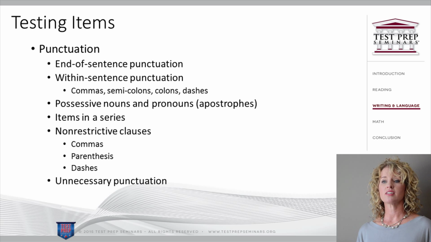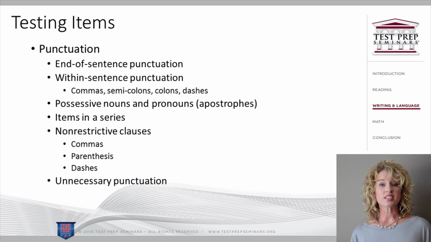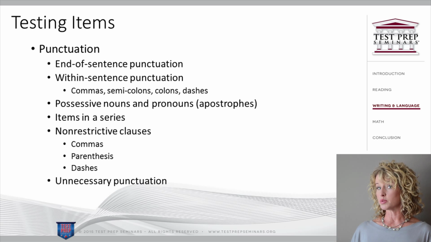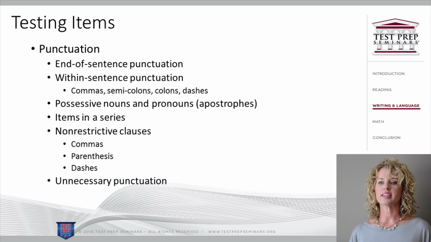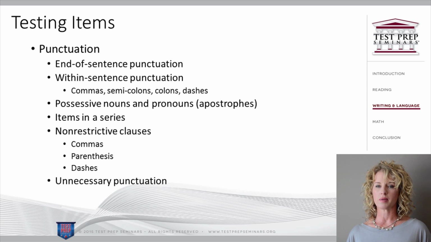And then possessive nouns and pronouns. Items in a series like a list or the flag is red, white, and blue. How do you actually punctuate that? Non-restrictive clauses and unnecessary punctuation. That's another one that they will try to trip you up on. They might put some punctuation in there that doesn't need to be there.